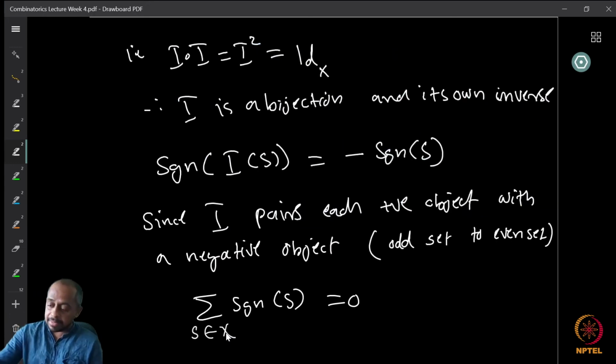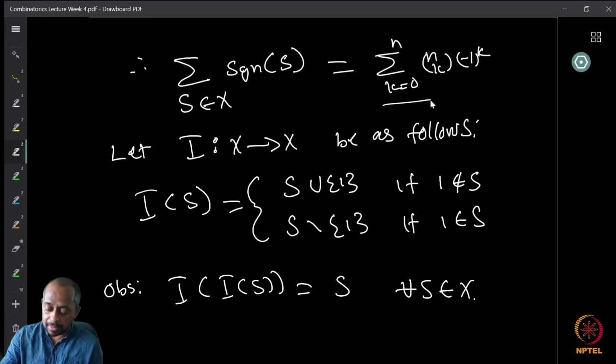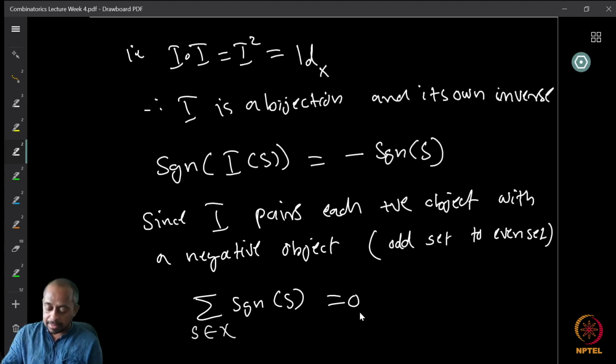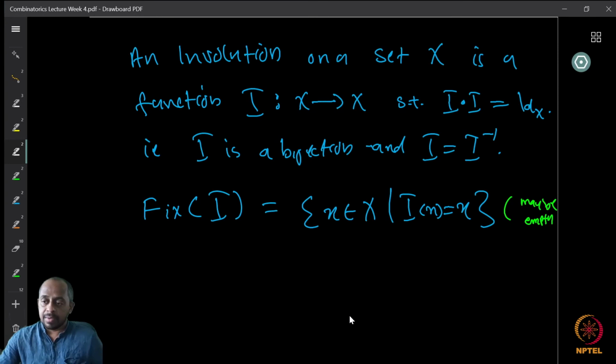That is precisely the sum we had here, and by this observation we have shown that it is 0. So this is a proof using the idea of involution. What is an involution? An involution on a set X is a function that maps from X to itself such that its square is the identity, which means that I is a bijection and I is its own inverse.